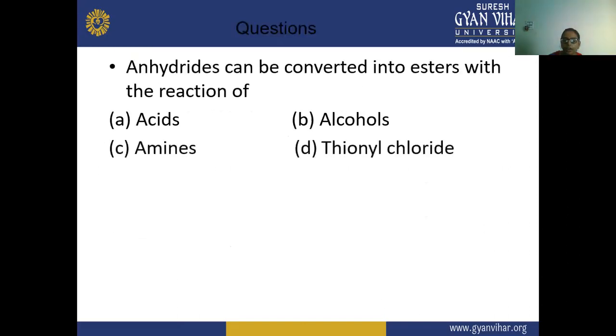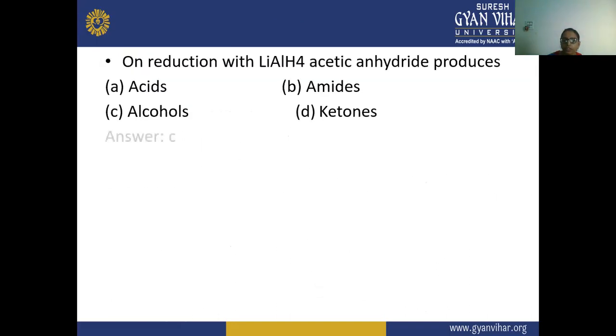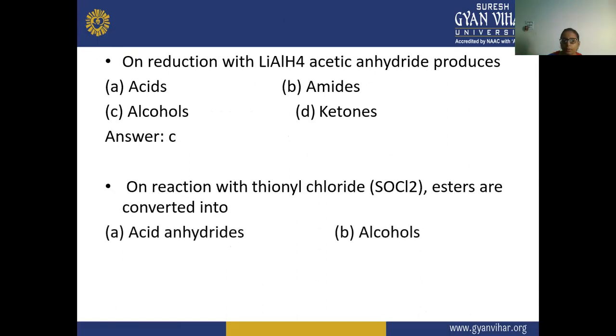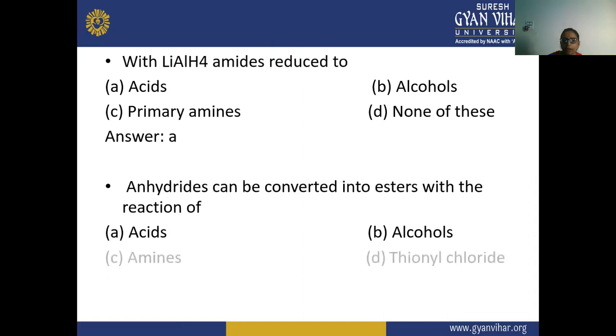Now is the question: anhydrides can be converted into ester with the reaction with alcohol. So reduction of acetyl chloride with BaSO4 gives formation of acetaldehyde. On reaction with lithium aluminum hydride, there is a formation of alcohol. On reaction with thionyl chloride, esters are converted into acid chloride. Next, with lithium aluminum hydride, amide reduces to acid, and anhydride can be converted into ester with the reaction of C, that is your amines.